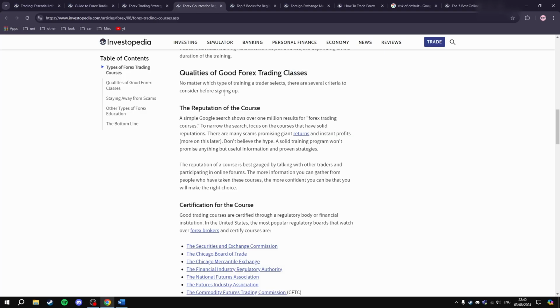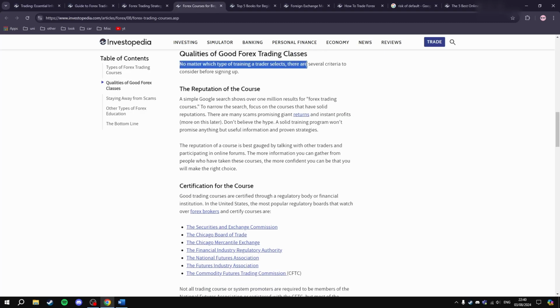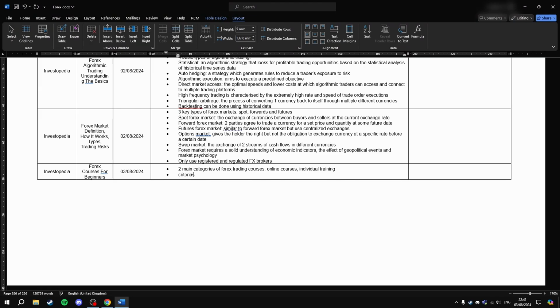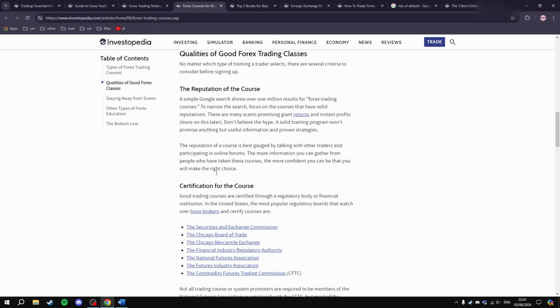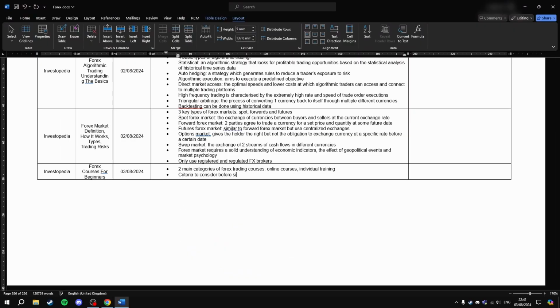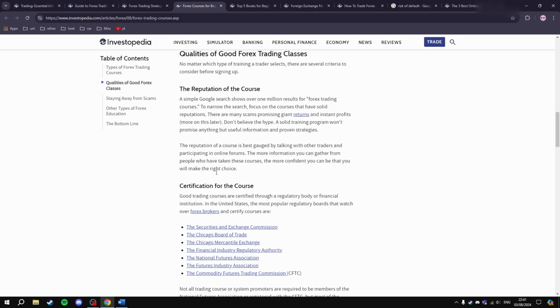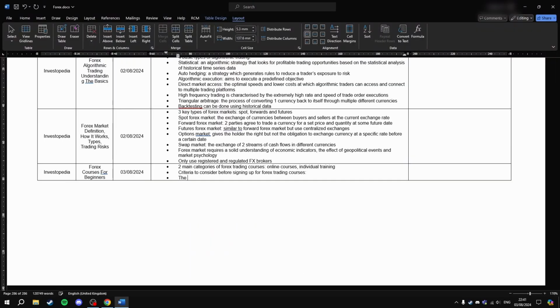Qualities of good Forex trading classes. No matter which type of trading a trader selects, there are several criteria to consider before signing up. So, criteria to consider before signing up for Forex trading courses. The reputation of the course.